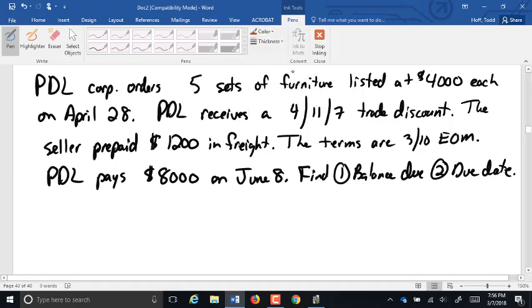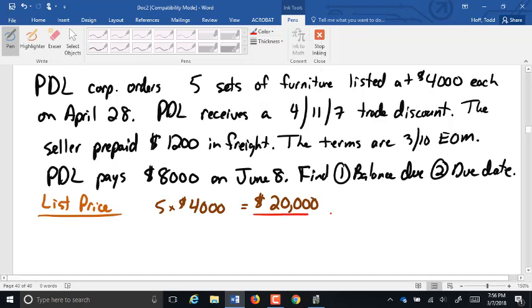So let's walk through this a little bit. This contains pretty much everything we've done since 5:30 this evening. The first thing we must find is the list price. Now, the list price is right out there, but it's hidden a little bit in this problem. They don't just give you the dollar amount. I say 5 sets at $4,000 each gives us a total list price of $20,000. So that is the list price. Next, we need to figure out what goes on the invoice. Remember, what goes on the invoice is the net price.